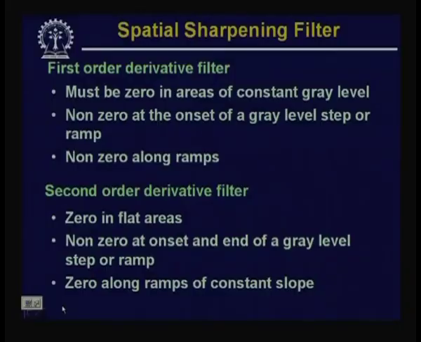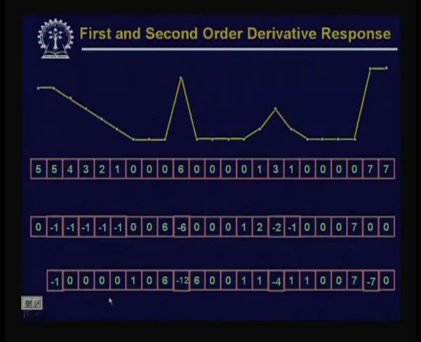Now, to illustrate the response of these derivative operations, let us take an example. This is a one dimensional signal where the values for various values of x are given in the form of an array like this, and the plot of these discrete functional values is given on the top. If you take the first order derivative of this as we have just defined, the first order derivative is given in the second array and the second order derivative is given in the third array.